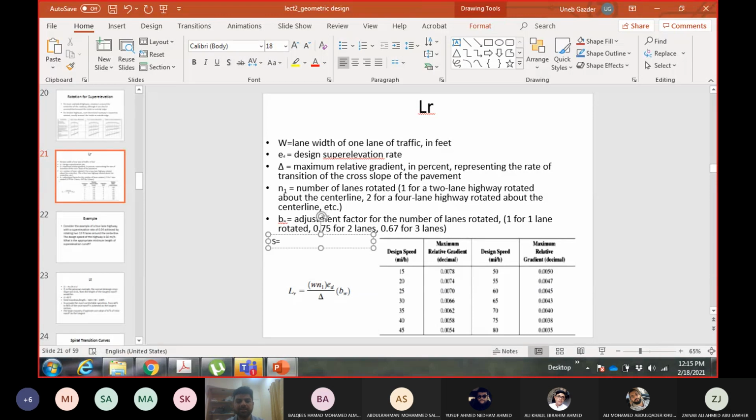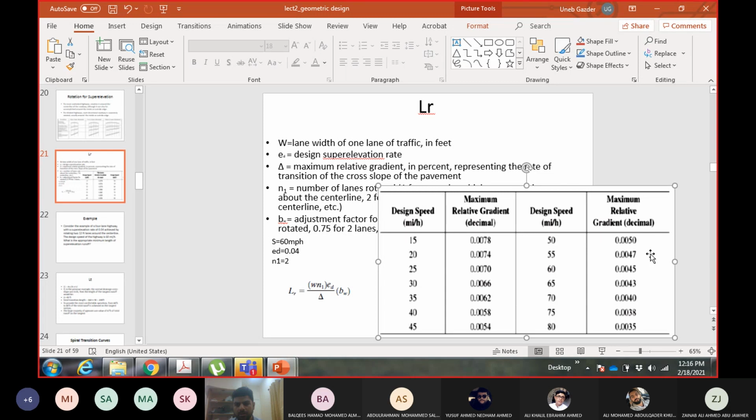So design speed is given, 60 miles per hour. Super elevation is given, 0.04. Number of lanes rotated is given, 2. First of all, tell me the value of delta. For 60 miles per hour speed, how much is delta?